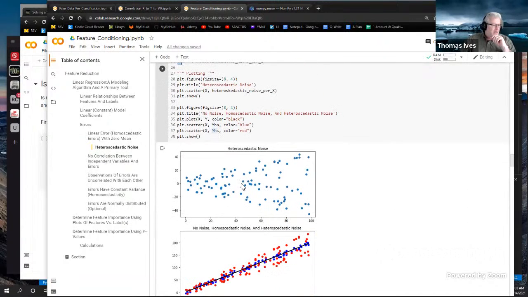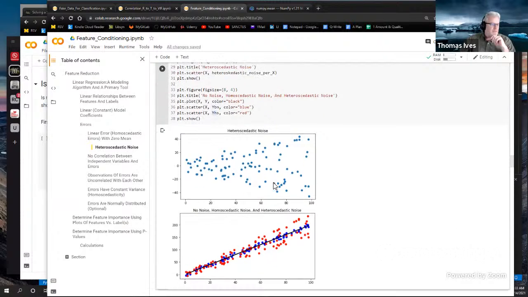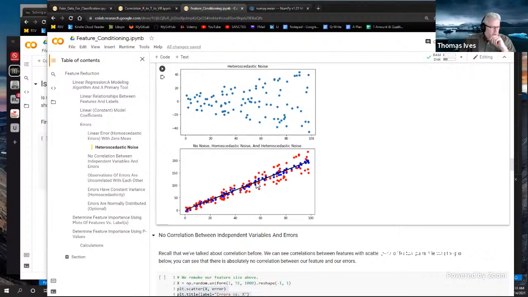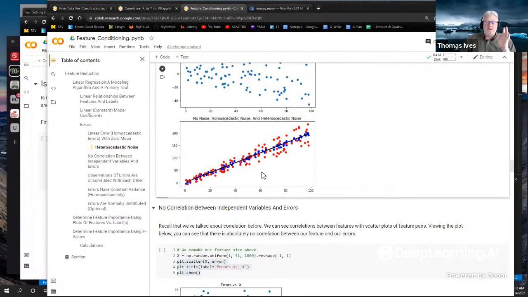So I plot the heteroscedastic noise separately, just so you can see what I'm adding to Y. And then I show the prediction as the blue line, the constant noise as the blue dots, and the heteroscedastic noise as the red dots. So even though we say we're only going to use linear regression for homoscedastic noise, we cheat all the time, guys. It's okay. These are assumptions. They would be nice to haves, but we break the rules to get work done.